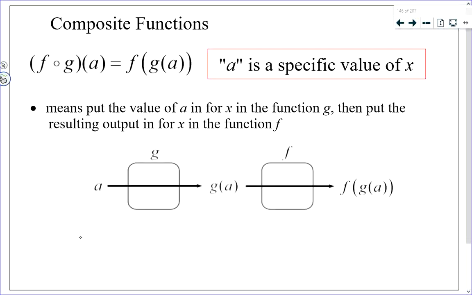So to illustrate that, this is kind of how we do it in class. A is run through g to get an output which is called g of a. G of a is run through f to get a new output which is f of g of a. So that g of a in the middle of your screen is both a y coordinate on g, because it's coming out of g, and an x coordinate of f.